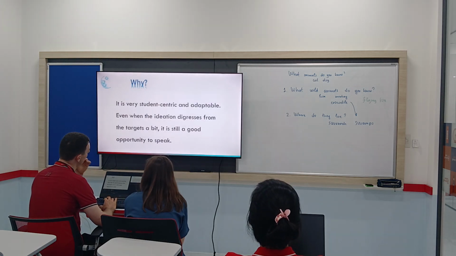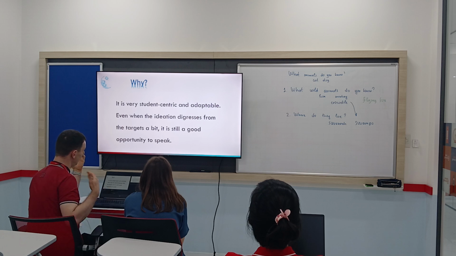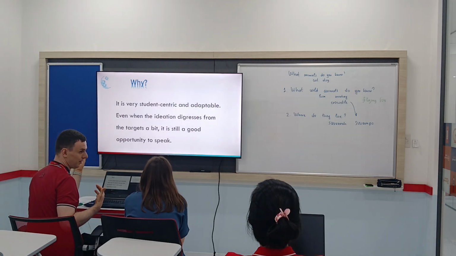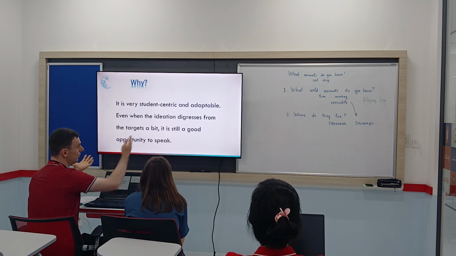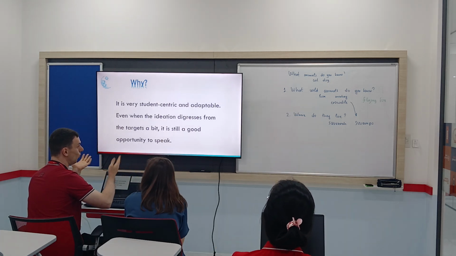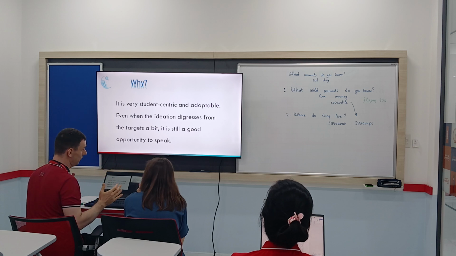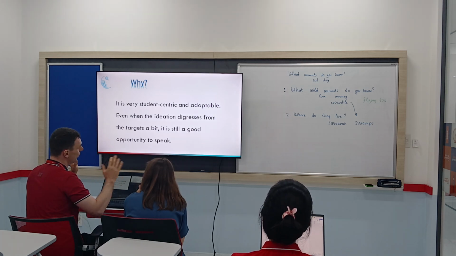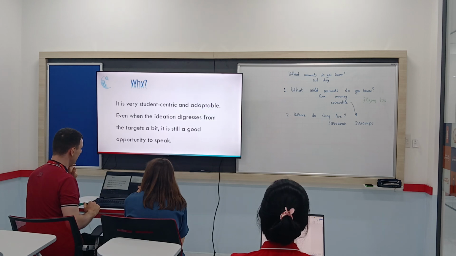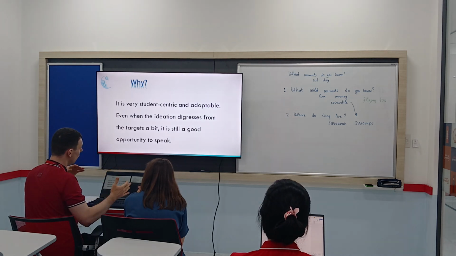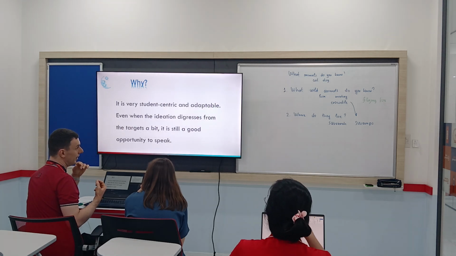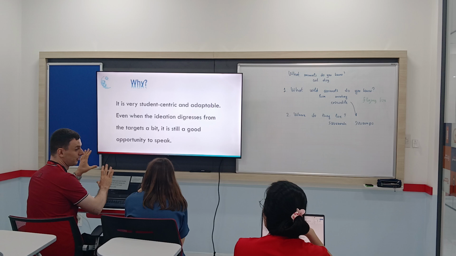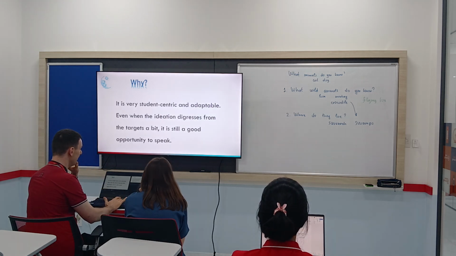So another reason why is that it's very student-centric. Students feel that they build the lesson, they participate. They feel commended, and they feel good about talking because they see that you build the lesson around what they say, even if they digress a little bit. If they start telling something on topic but not on the target vocabulary, you still can smoothly roll into the targets, because again, fluency and practice are better than showing them the targets without having them practice it. They need practice, they need fluency.